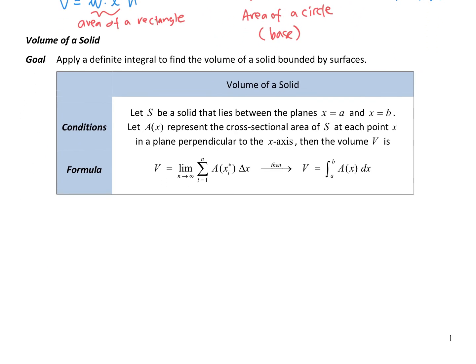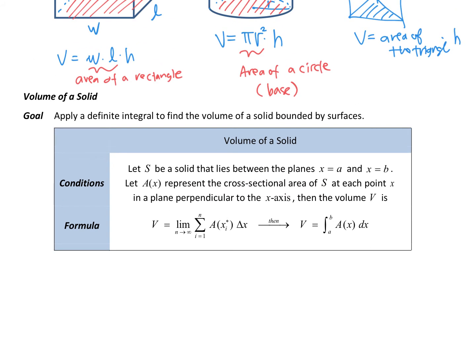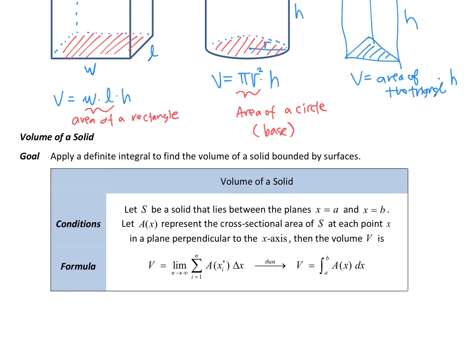Okay, let's see how we actually find the volume of a solid. It has to be a solid S that lies between the planes x equals a and x equals b. A(x) represents the cross-sectional area of S. So this is like what I was talking about. This is the area of the base of a cylinder, right? So this is the area of the base of the cross-section. The cross-section is going to be like our subintervals.